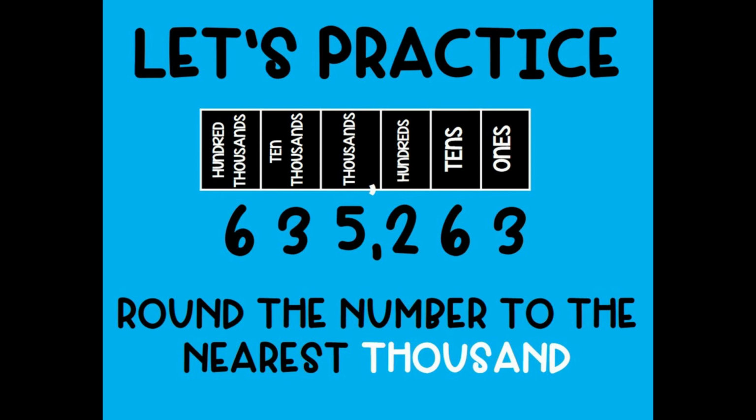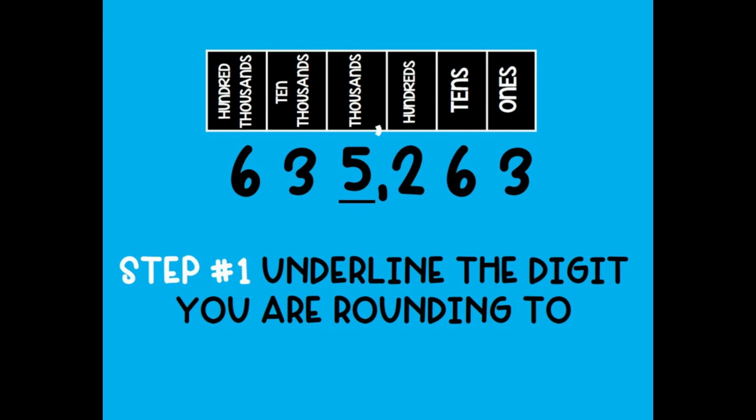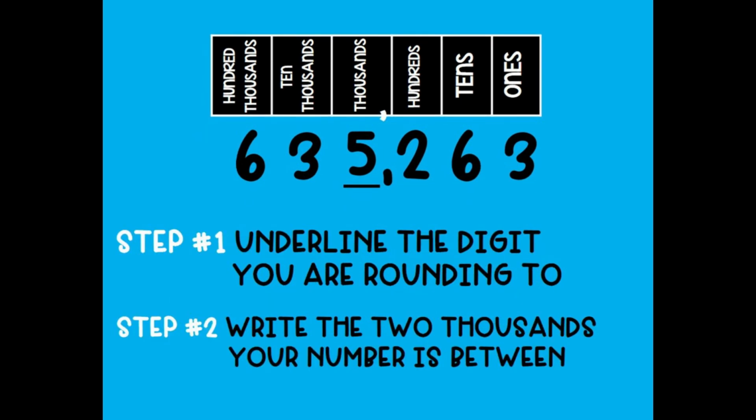Let's look at the same number but round it to another place. This time we are going to round to the nearest 1,000. So, step 1, underline the place you're rounding to, which is the thousands. Step 2, write or find the two values your number is in between. The value of 5 in the thousands place is 5,000. The next 1,000 that comes after 5,000 is 6,000.